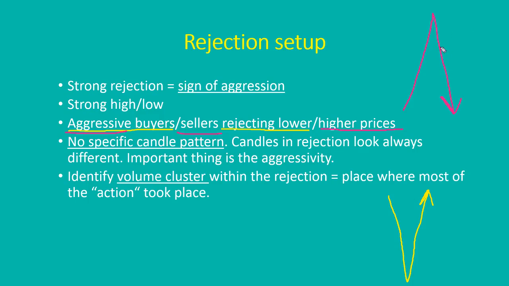This is aggressive sellers, those sellers rejecting higher prices. The important thing here is the aggression. The movement needs to be swift and the rejection must be really nicely visible. Alright, this is how it needs to look like.